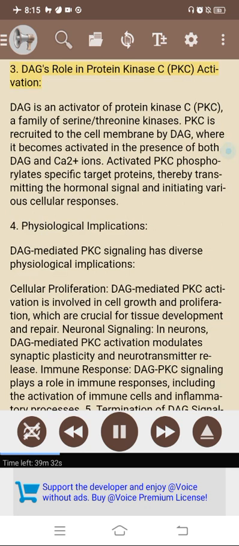3. DAG's role in protein kinase C (PKC) activation. DAG is an activator of protein kinase C (PKC), a family of serine threonine kinases. PKC is recruited to the cell membrane by DAG, where it becomes activated in the presence of both DAG and Ca2+ ions. Activated PKC phosphorylates specific target proteins, thereby transmitting the hormonal signal and initiating various cellular responses.